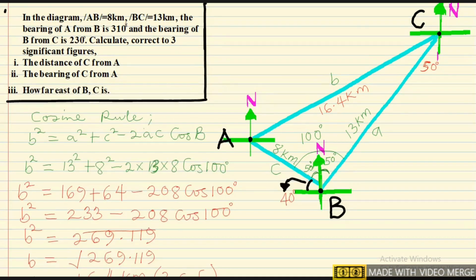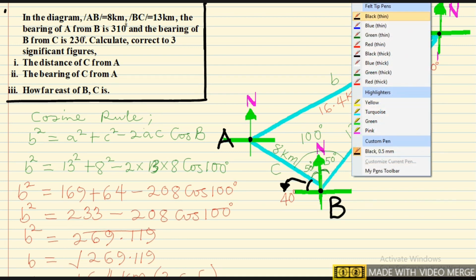The question also says the bearing of C from A. Sorry, we omitted that part the first time. It says calculate the bearing of C from A. Anytime we hear the bearing of C from A or something like that, always go to the words from A, and note that place.